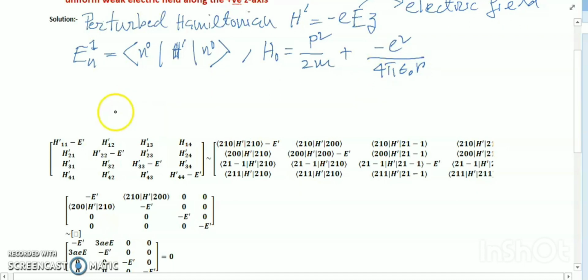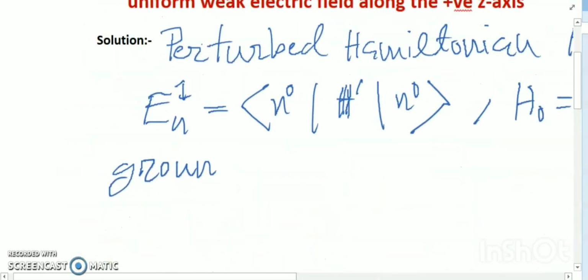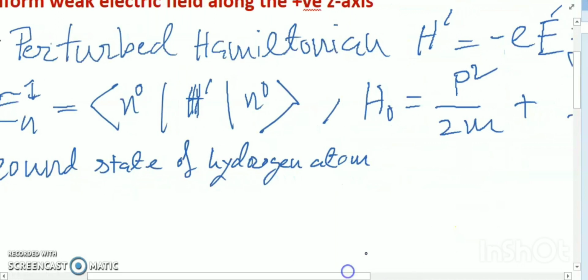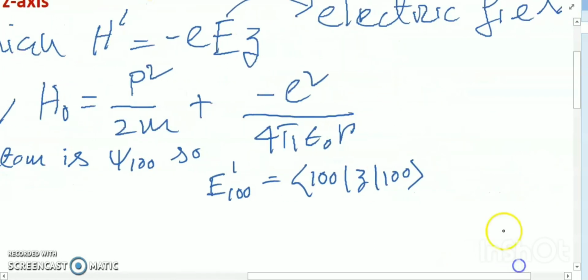Ground state of hydrogen atom. The ground state of the hydrogen atom is psi 100, and so E1 equals the matrix element of 100 z 100, which equals 0.